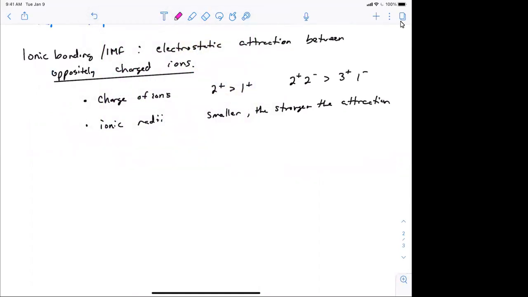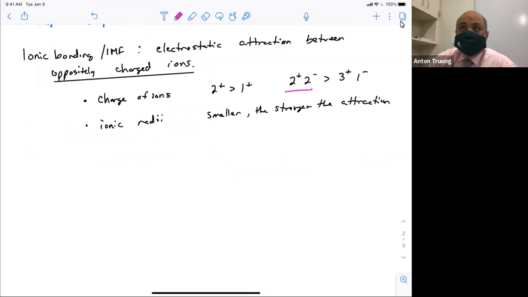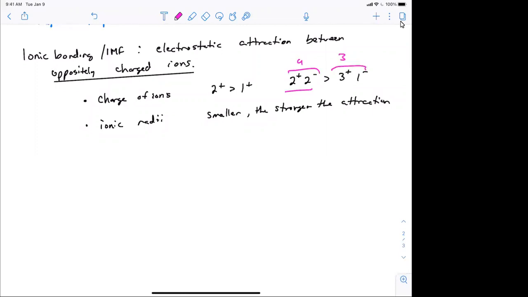Wait, but why is the 2 plus and 2 minus greater than 3 plus and 1 minus? Because when you actually calculate this, which you're not going to have to do, when you actually calculate it, you take the product of the two charges to figure out which one's stronger. So the product of this is 4, whereas the product of this is 3. Okay. Yeah. Okay.